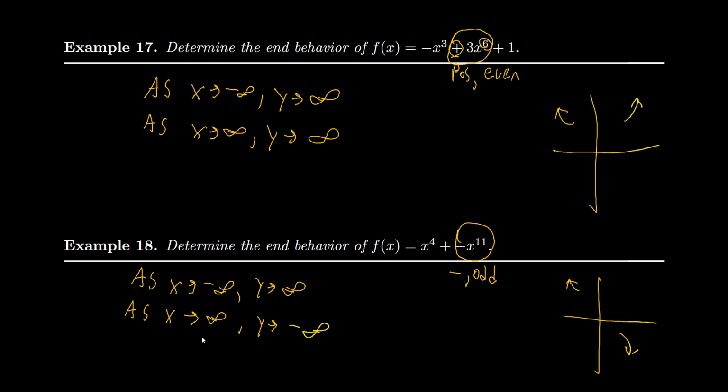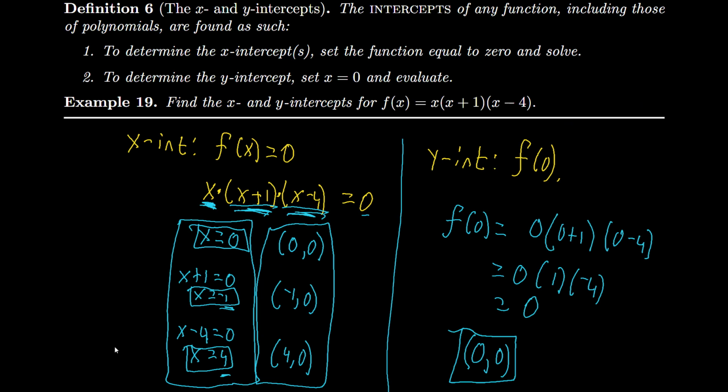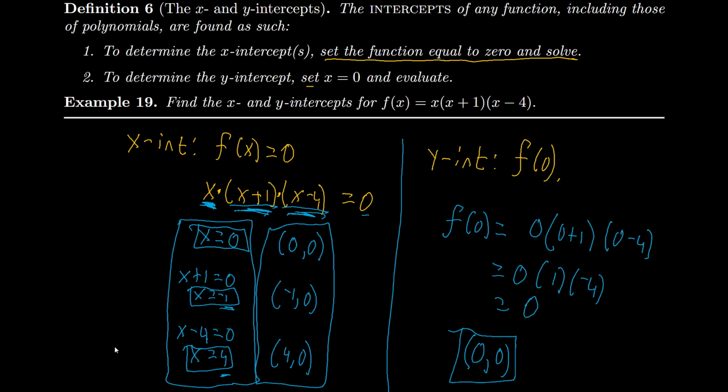All right, let's talk about one more little thing real quick, and then we're done. About the x and y intercepts. So the intercepts of any function, including those of polynomials, are found as such. To determine your x-intercepts, you just set the function equal to 0, and you solve it. To determine the y-intercepts, you just set x equal to 0 and evaluate that expression.